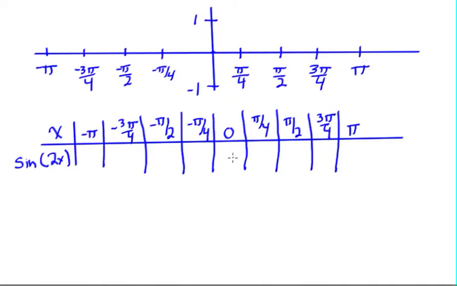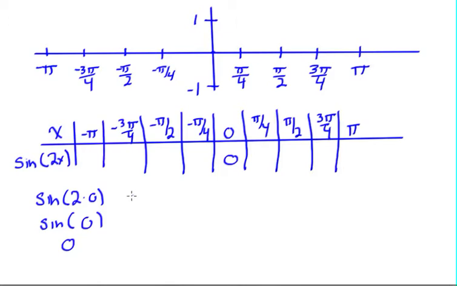So we're going to start off with 0. The calculations work like this. Sine of 2 times 0. Now, when you do these, work out everything inside the parentheses first. 2 times 0 is 0. So we all know that sine of 0 is 0. You can use a calculator for that if you don't remember.